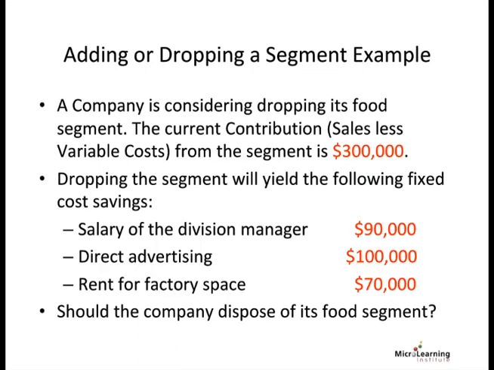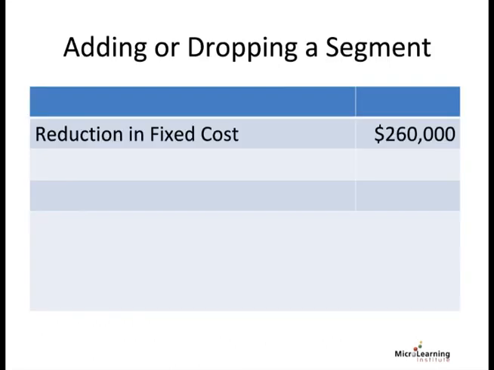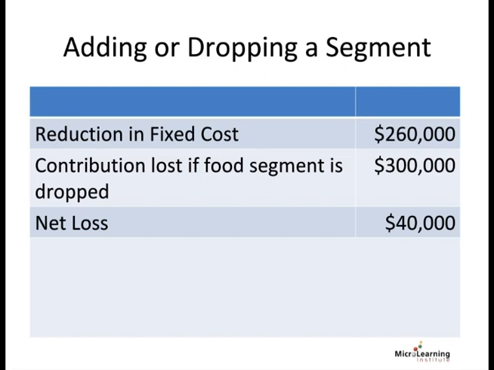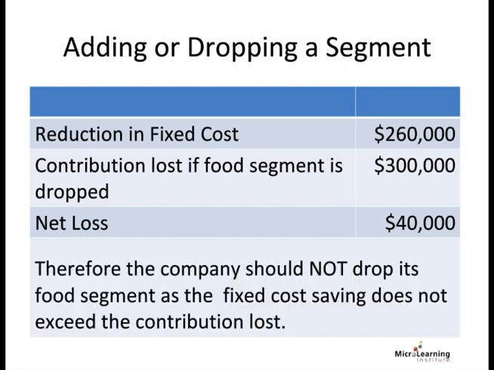Should the company dispose of its food segment? To solve this problem, we must consider the avoidable effects of dropping the segment. The total fixed costs of $260,000 is avoided if the company drops the segment. The contribution of $300,000 is also lost or avoided. Thus, the company makes a net loss of $40,000 if it drops the segment. Therefore, the company should not drop its food segment as the fixed cost saving does not exceed the contribution lost.